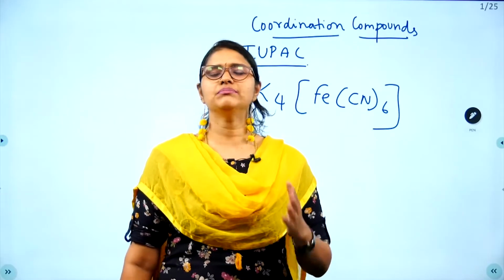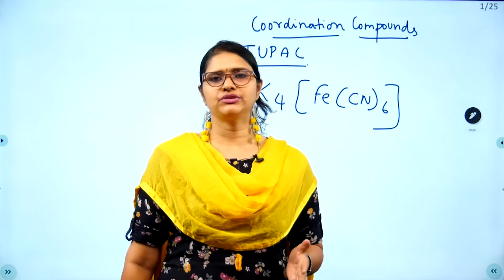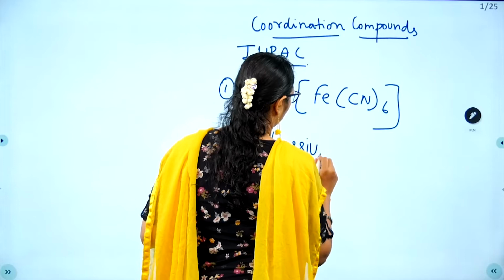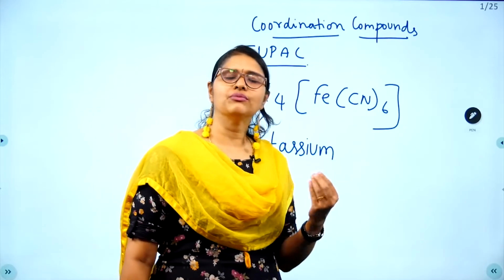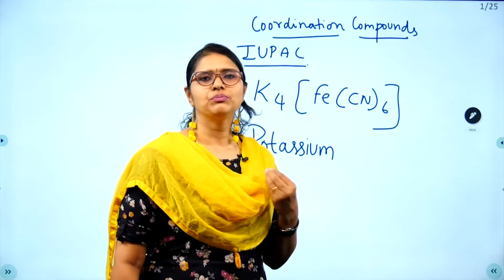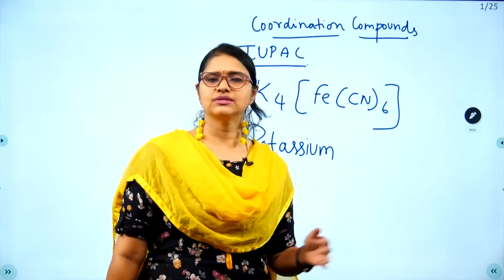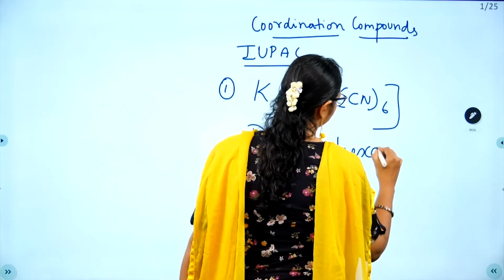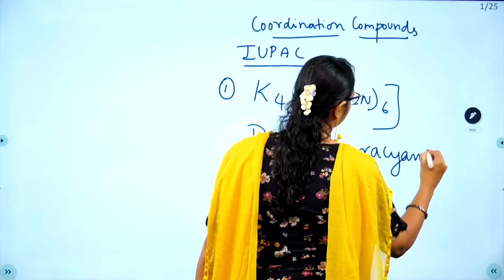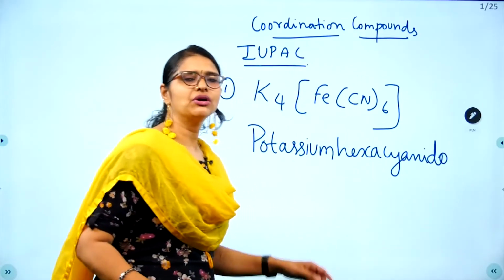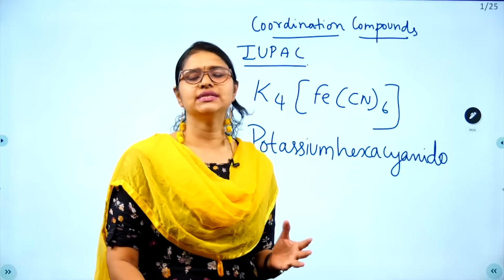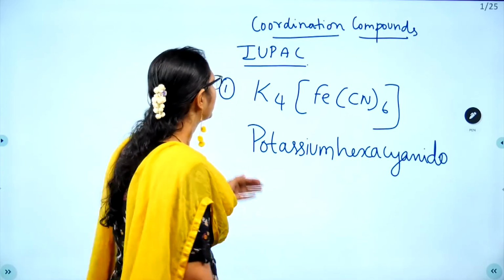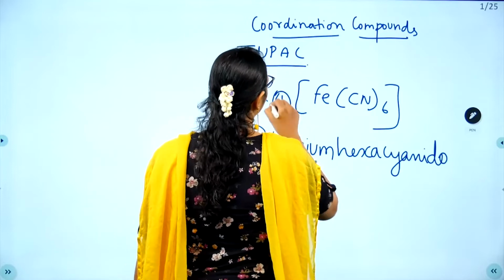Always start with the positive ion. So, potassium, with a capital first letter. While naming by IUPAC you should start with the positive ion. Then we go to the ligands. How many ligands are there? Six ligands, so hexa, cyanido. Cyanido, why? Because CN is a negative ligand, and a negative ligand always has that O sound. So, potassium hexacyanido.